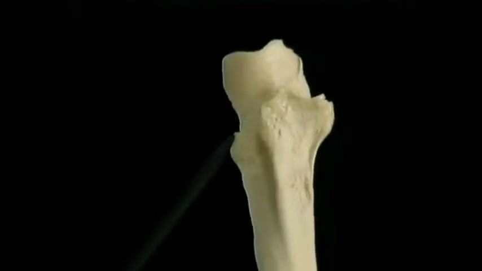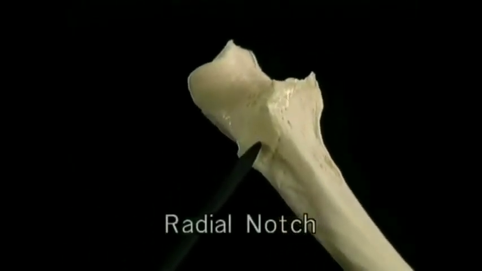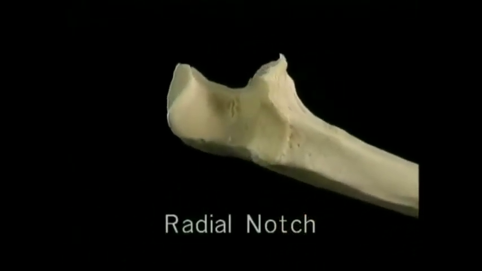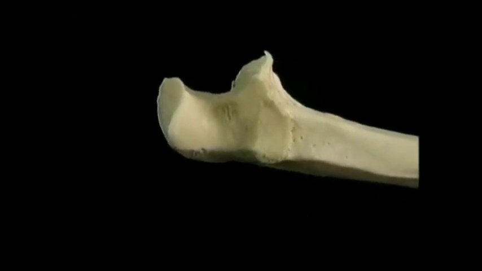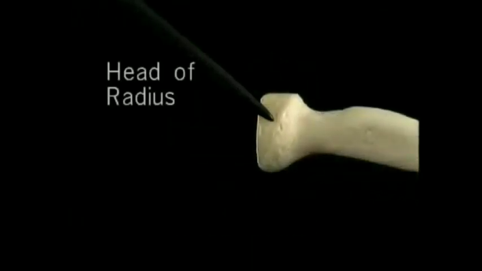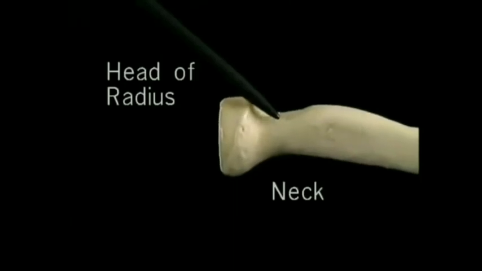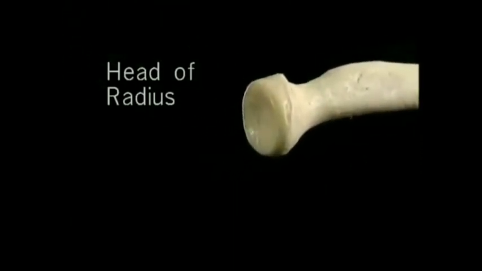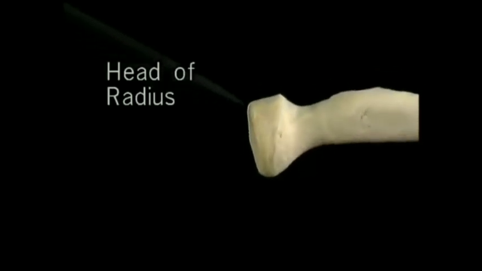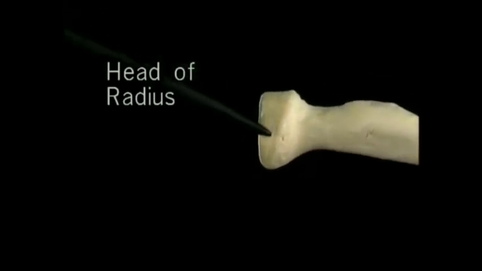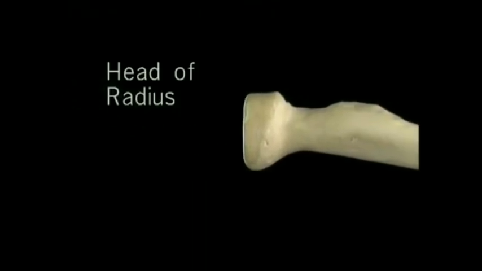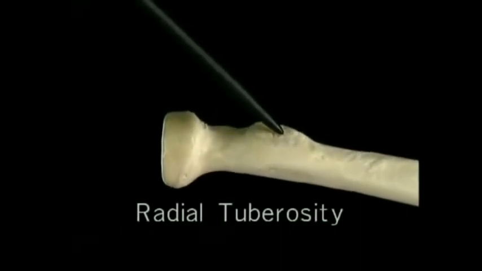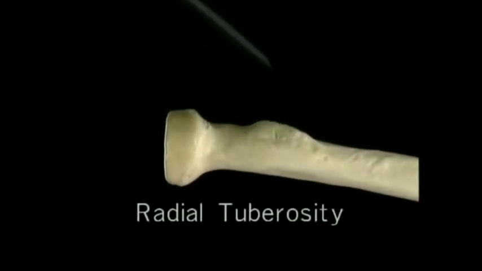This small curved surface, the radial notch, is where the head of the radius articulates. This is the head of the radius. This is the neck. The end of the head articulates with the capitulum of the humerus. Its curved side articulates partly with the radial notch of the ulna and partly with the ligament that surrounds it, as we'll see. Just distal to the neck is the radial tuberosity, which is the insertion for the biceps tendon.